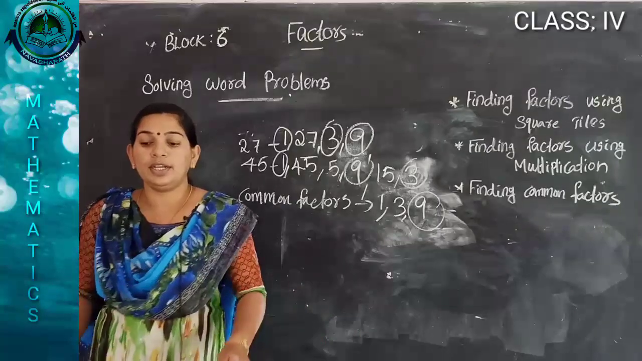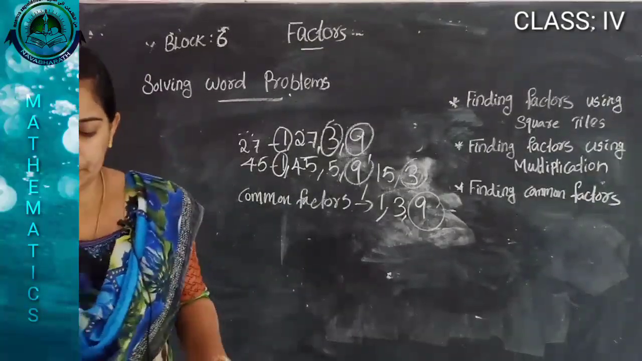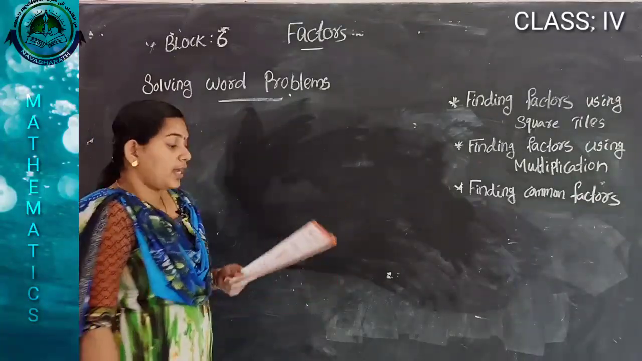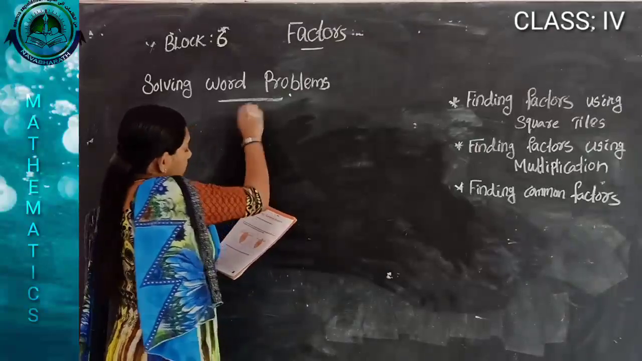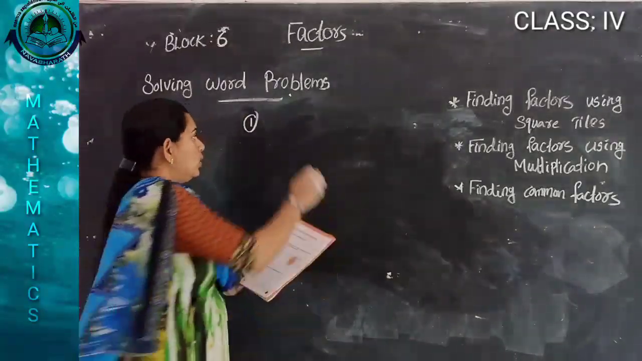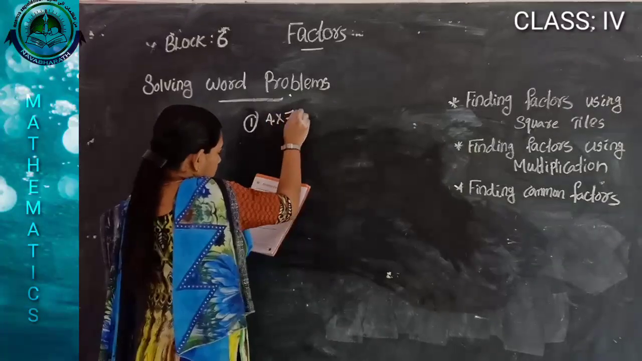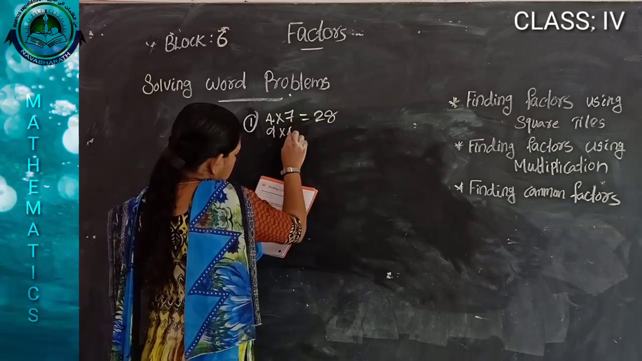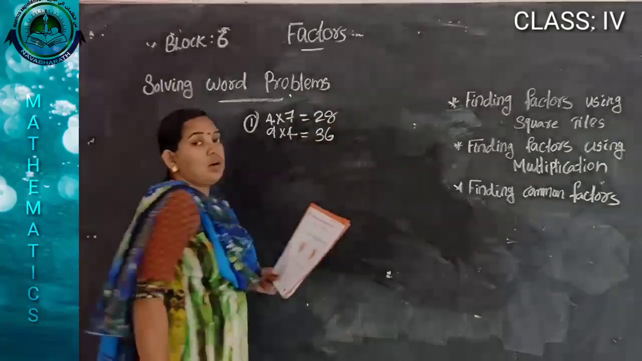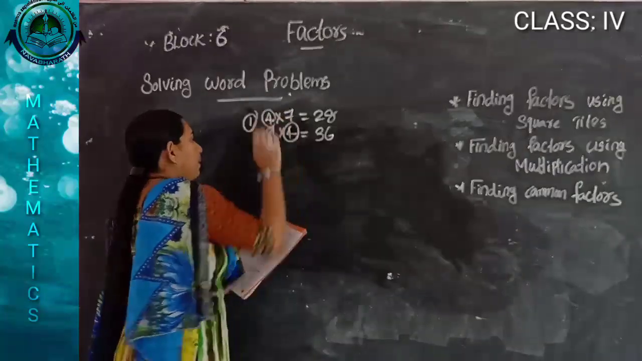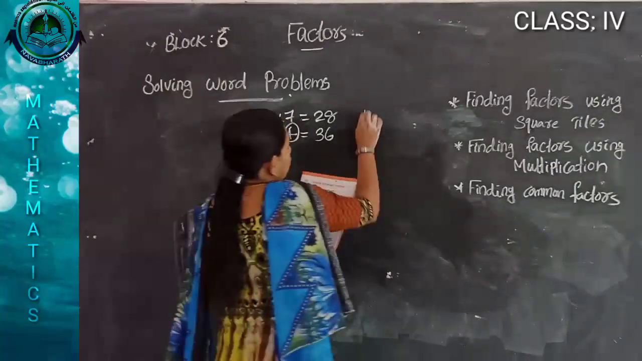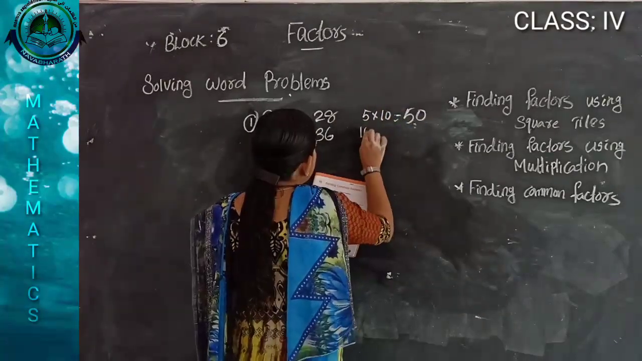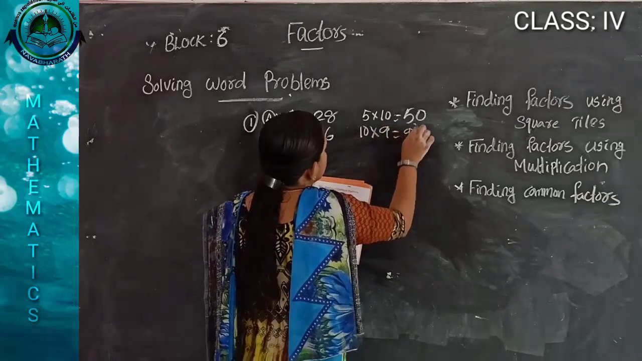So next you take your workbook. Finding common factors. Page number 29. First question. 4 into 7 is equal to 28. 9 into 4 is equal to 36. From this, which is the common factor? 4. Second, 5 into 10 is equal to 50. 10 into 9 is equal to 90. This is common here, 10.